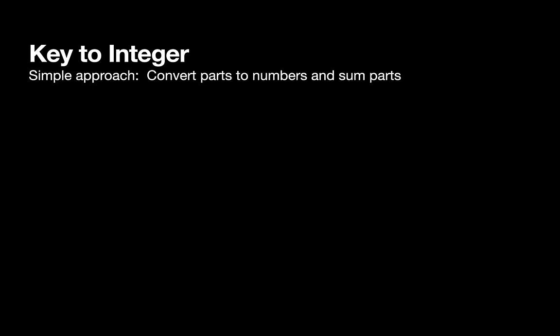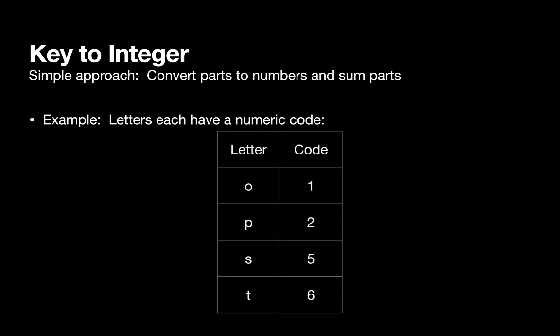So in the simple combining parts approach, we convert the parts to numbers and then sum the parts. So we'll do an example here. Let's imagine we have letters, and each letter has a numeric code associated with it. I've only done an example with just a couple of letters here. So we've got the letters O, P, S, and T, and they've got numeric codes 1, 2, 5, and 6. Q and R would have codes 3 and 4. I just didn't include them in the table because they're not used in the next example. And we could give each letter of the alphabet a corresponding code.